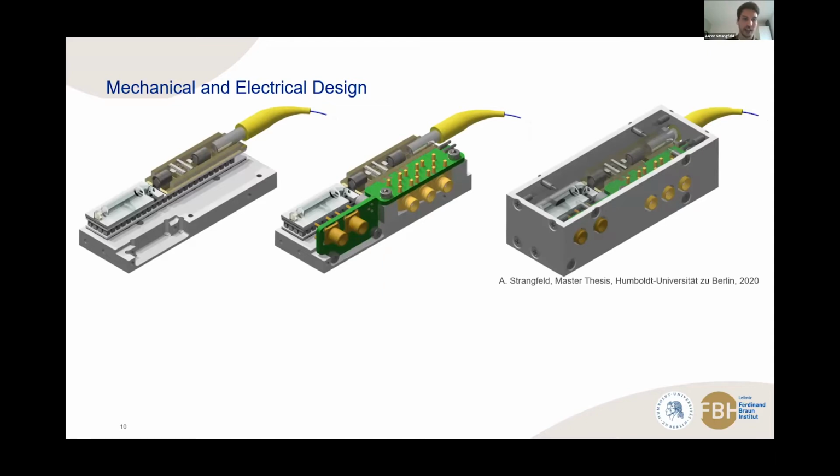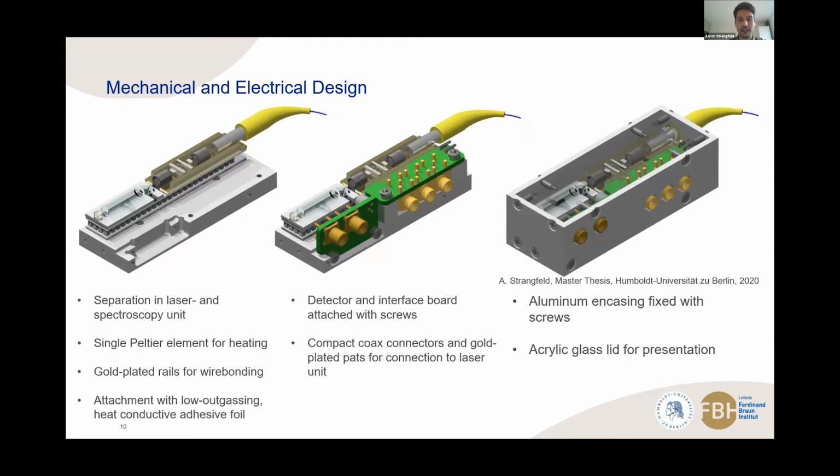You see the linear design of the optics in the left image, and the optics are mounted on benches, and these benches are connected to a single Peltier. So this gives us the chance to reduce the number of temperature controllers to 1 if you wanted to heat the vapor cell independently. In the center, you can see how a detector board and an interface board are connected to allow for coax connectors. And on the right image, you can see the encasing of the module by aluminum walls and an acrylic glass lid for presentation purposes.